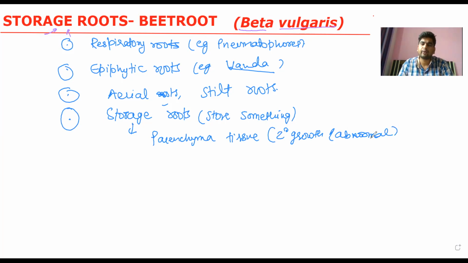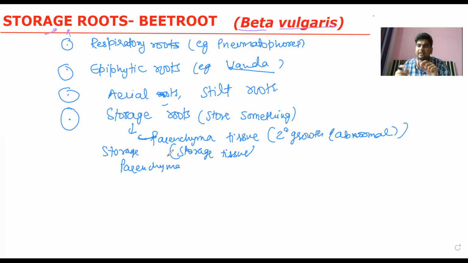What is anomalous secondary growth? I have made some videos on the anomalous secondary growth that you can watch on the concerned playlist, if you are not aware of the term anomalous secondary growth. So for producing the parenchyma tissue or the storage tissue, generally the root is not much thickened, but after the anomalous secondary growth, the root becomes thickened, and that thickened part mainly consists of the parenchyma tissue, particularly the storage parenchyma. The storage parenchyma tissue will store something. That's why these modifications of root are called the storage roots.